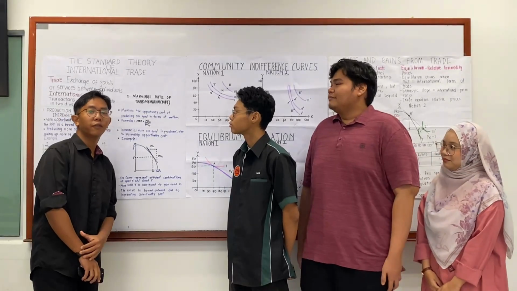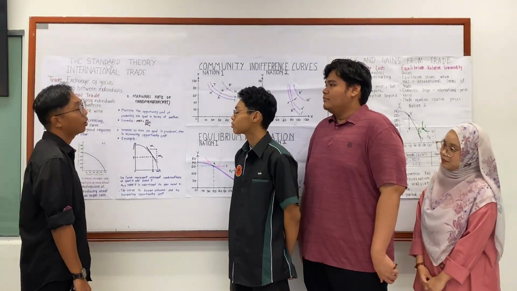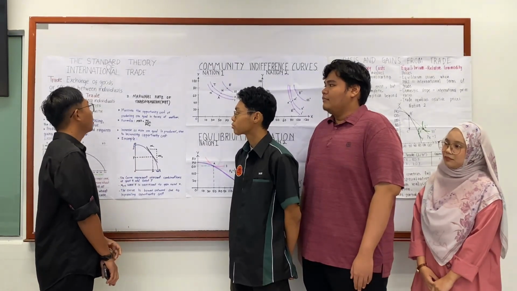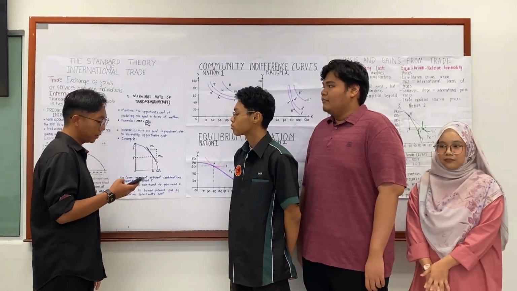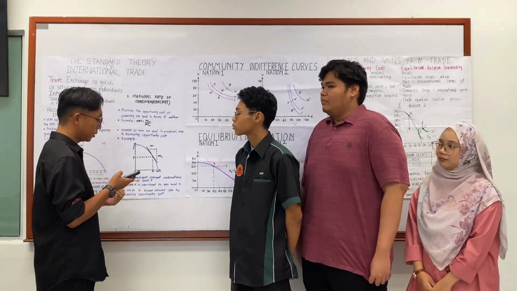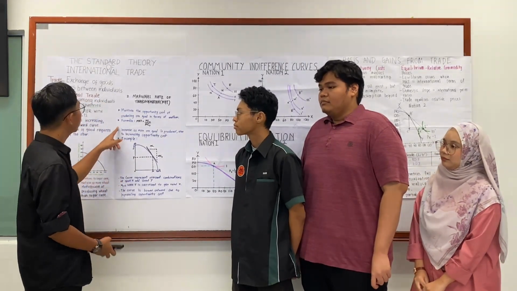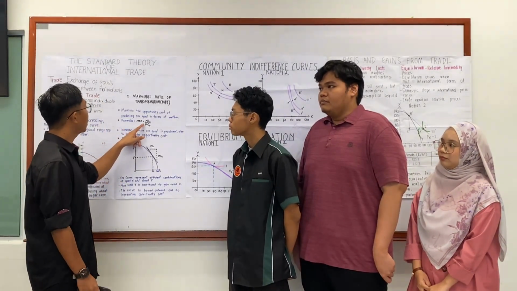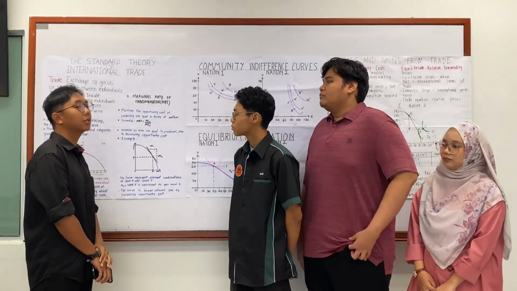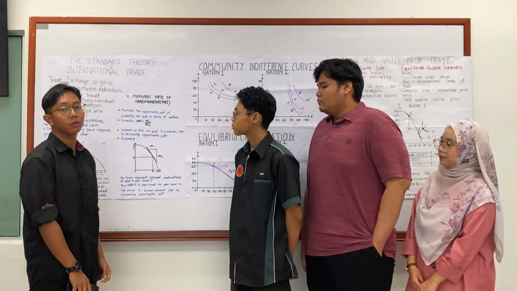Now I will continue with the second subtopic, which is the marginal rate of transformation, or MRT, which measures the opportunity cost of producing one good in terms of another. In simple terms, it tells us how much of one product we have to give up to make more of another product. For the formula, MRT equals MCX over MCY, where MCX is the marginal cost of producing good X, and MCY is the marginal cost of producing good Y.